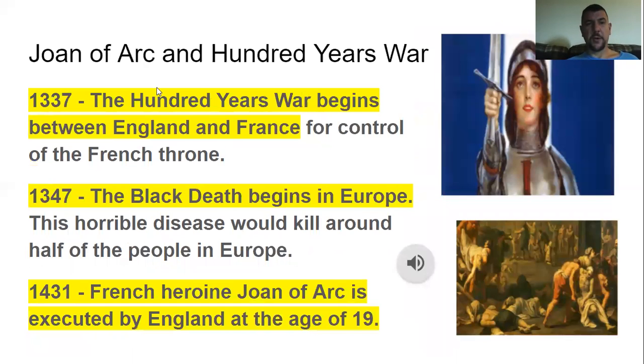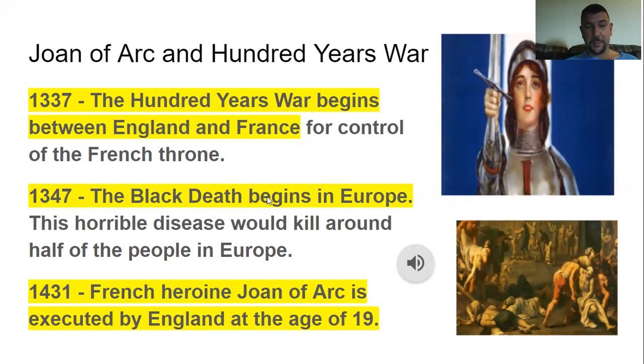All right, 1337, you had the 100 Years' War between England and France, two different countries. It was for control of the French throne. It went on for almost 100 years. That's why it's called the 100 Years' War. We're going to talk about that.